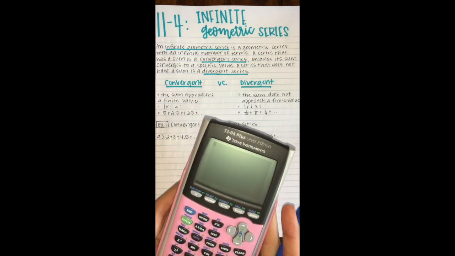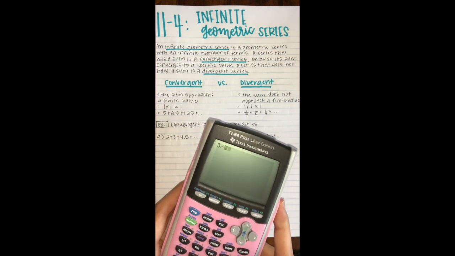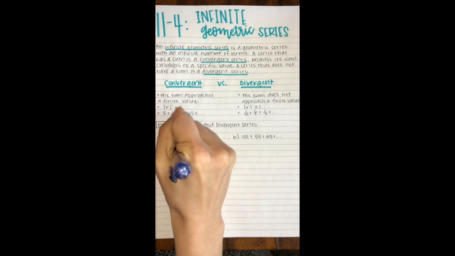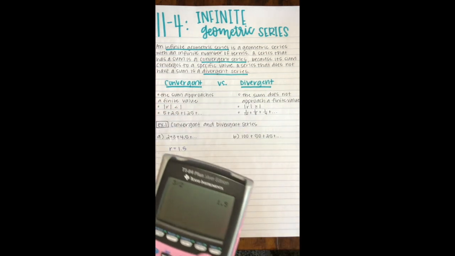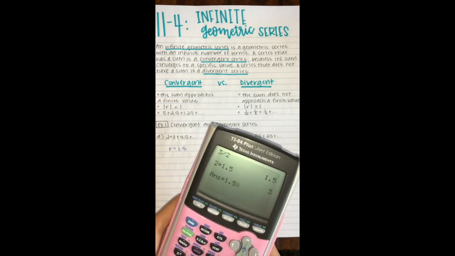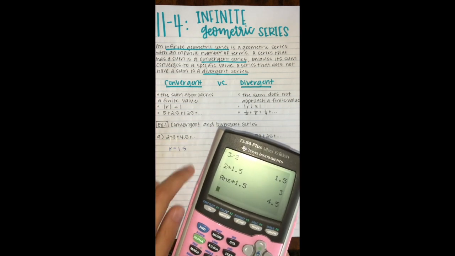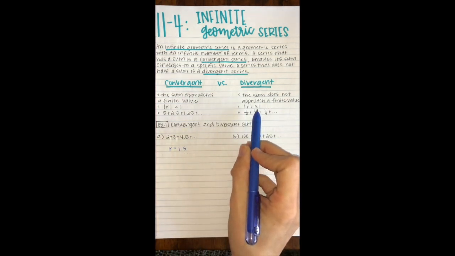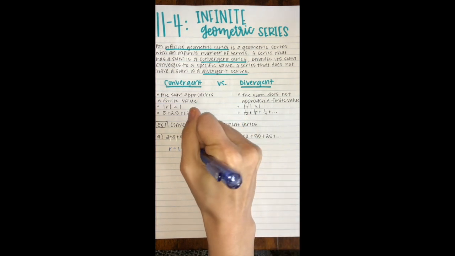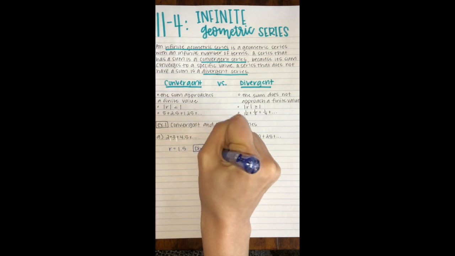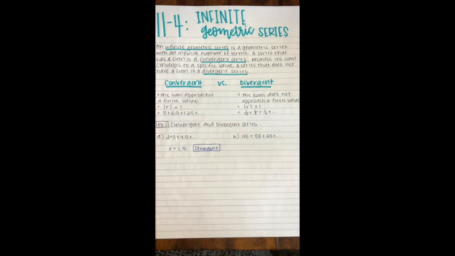So for A, our first number is 2, our second number is 3. You take your second number, 3, and divide it by the first. 3 divided by 2 is 1.5. So our r is 1.5, and you can check that: 2 times 1.5 is 3, times 1.5 is 4.5. So we know that is right. If r is 1.5, that means it is greater than 1, so this is divergent, and that would be your answer. Again, the reason we're telling these apart is so that we know if we can actually find the sum or not in our later questions.